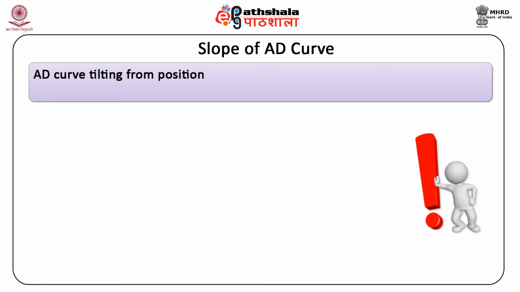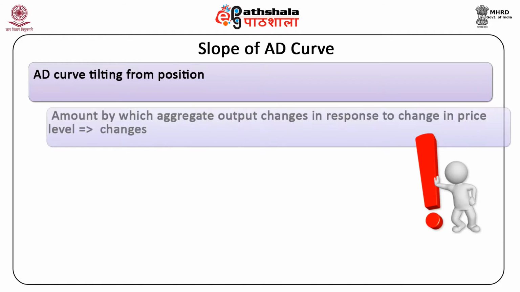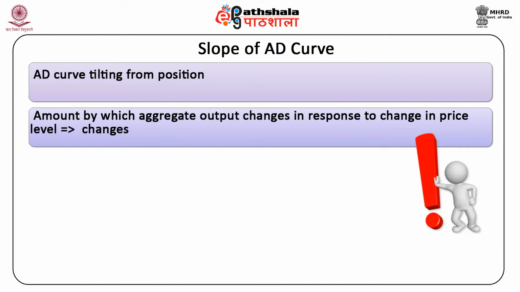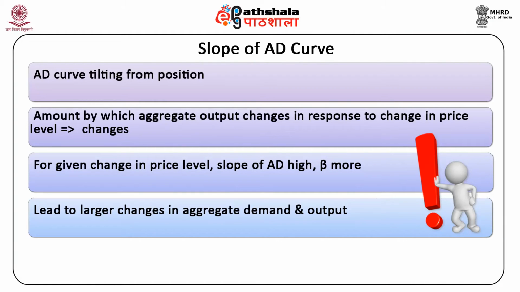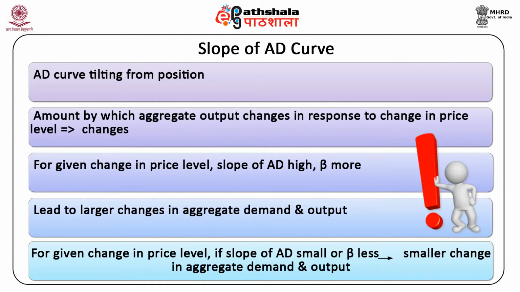Graphically, the aggregate demand curve is tilting from its position. This is happening because the amount by which aggregate output changes in response to the change in price level changes. In other words, for a given change in the price level, if the slope of aggregate demand is high or beta is more, it will lead to larger changes in aggregate demand and output. On the other hand, for a given change in the price level, if the slope of aggregate demand is small or beta is less, it will lead to smaller changes in aggregate demand and output.